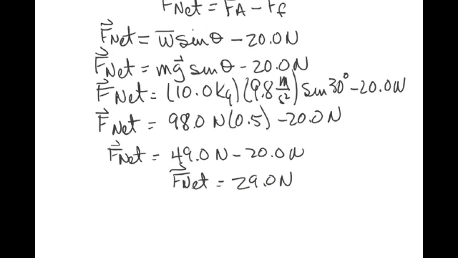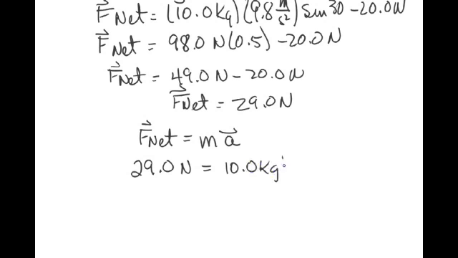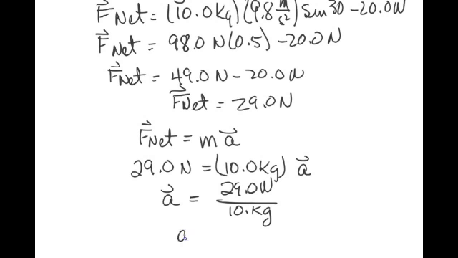Now, to find the acceleration, we use Newton's second law. Net force acting on a body is equal to the mass of the body times its acceleration. We just calculated the net force, 29 newtons. The mass of the body is 10.0 kilograms. We're given that information in the problem. And we're looking for the acceleration. Acceleration is 29 newtons divided by 10 kilograms, which gives us an acceleration of 2.9 meters per second squared.